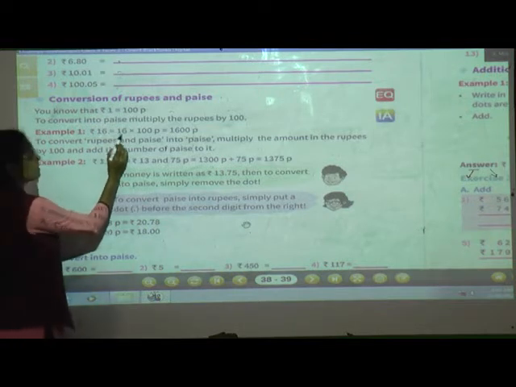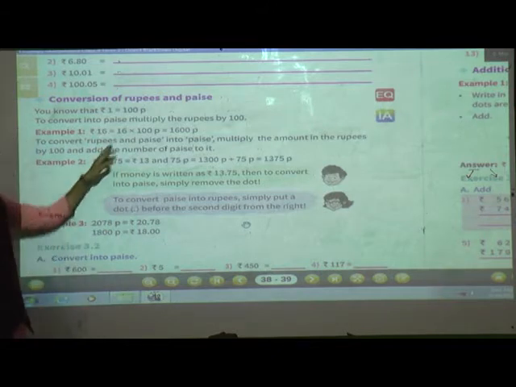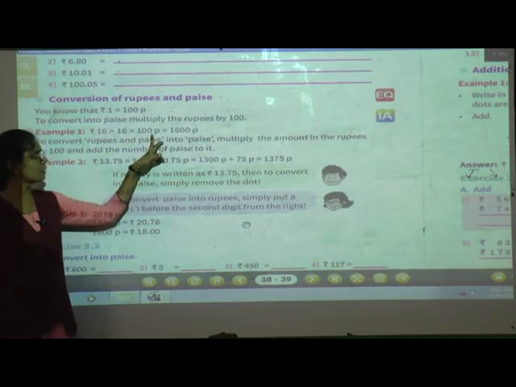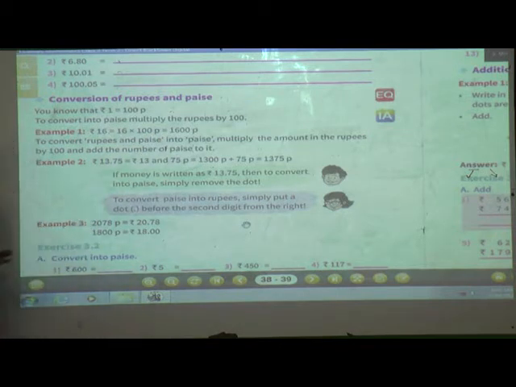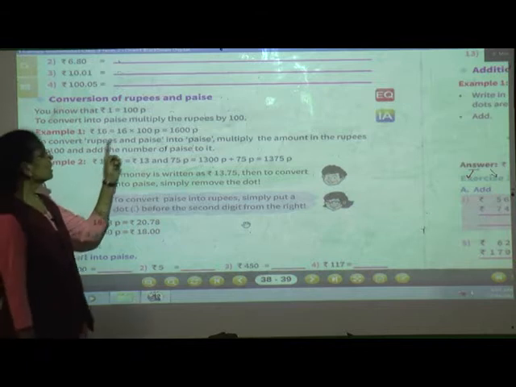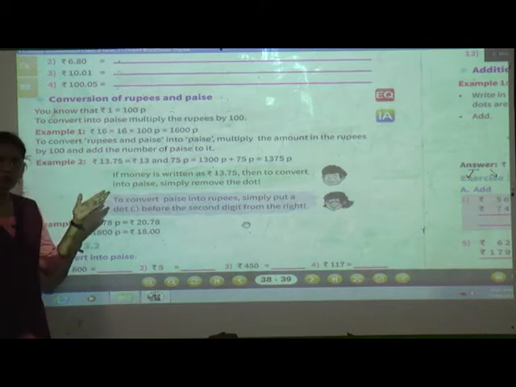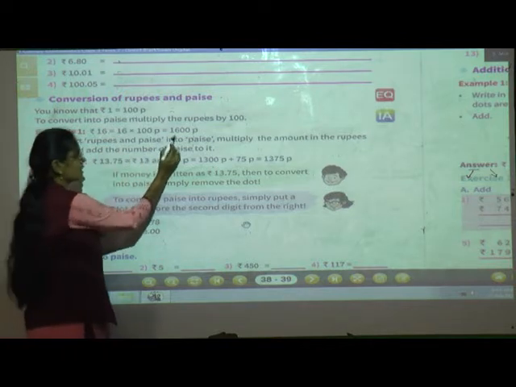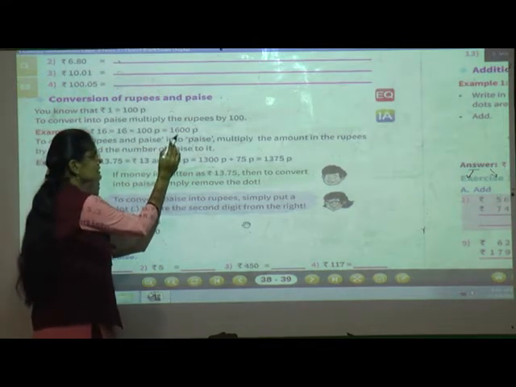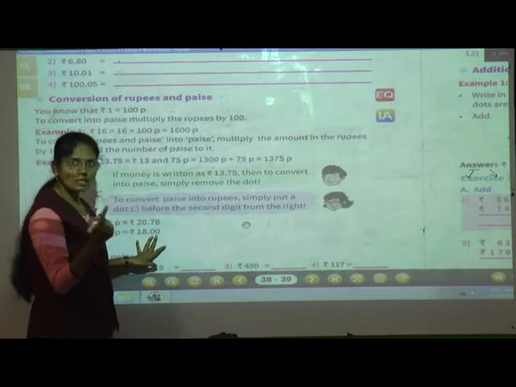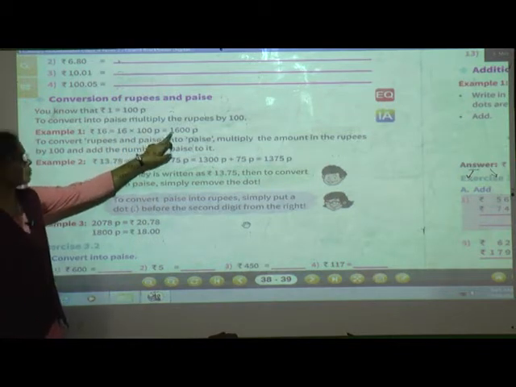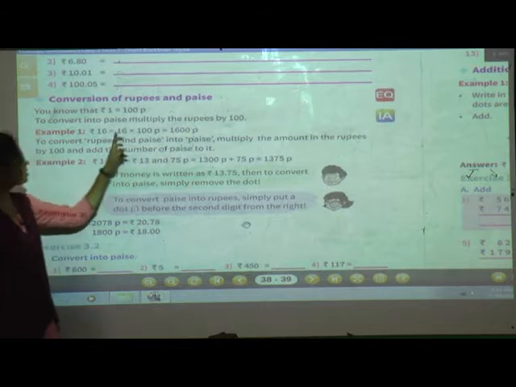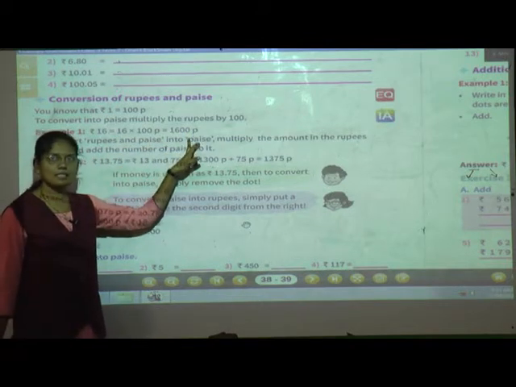So what will we do? 16 into 100 paise is equal to. Now, while teaching the multiplication lesson, I told you that if we have to multiply any number by 100, then write the number as it is and just give 2 zeros to the right side of the number. Here 16 is there, so write 16 as it is and add 2 zeros on the right. So 16 into 100 is equal to 1600. So 16 rupees means 1600 paise.